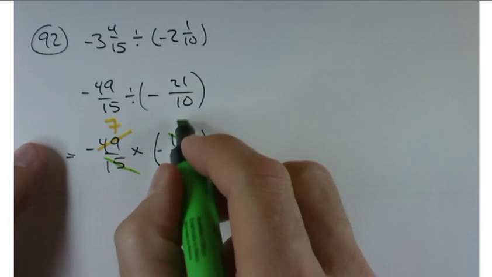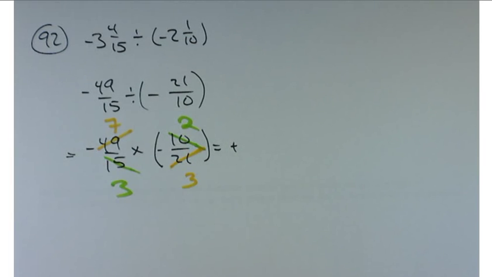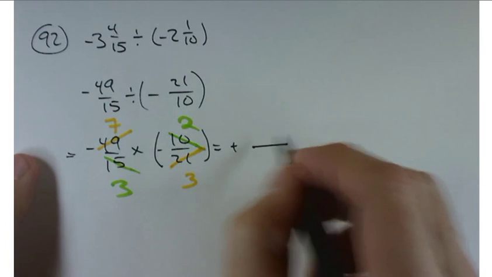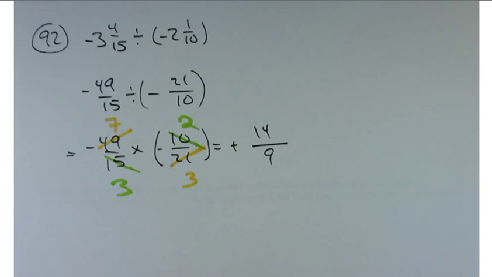Good. 5 goes into 10 twice. Yep. What's our overall product? 14 over 9. Trick question here. Is this in lowest terms? Yes.